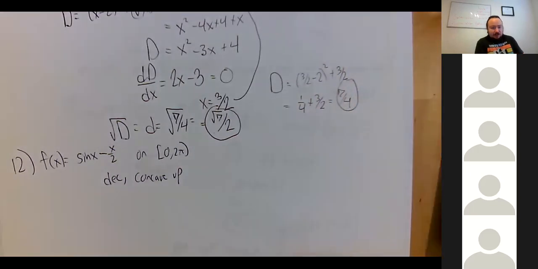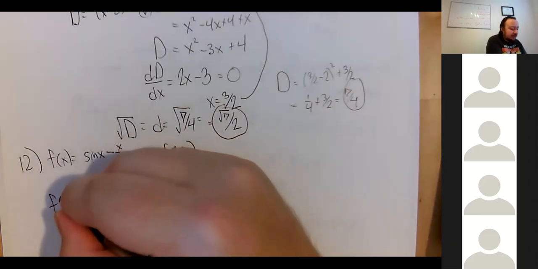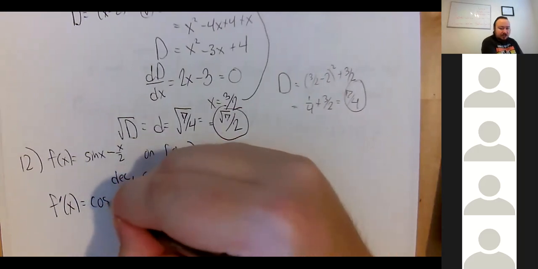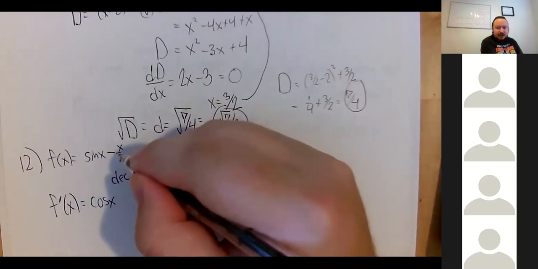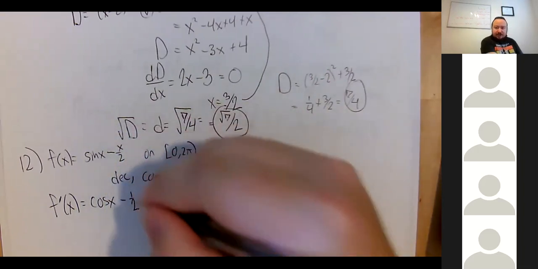All right. So decreasing, we find out if a function is increasing or decreasing by looking at its first derivative. We find out the concavity of a function by looking at its second derivative. So we need to find the first and second derivatives here. So the first derivative of this will be cosine of x minus 1/2 here.